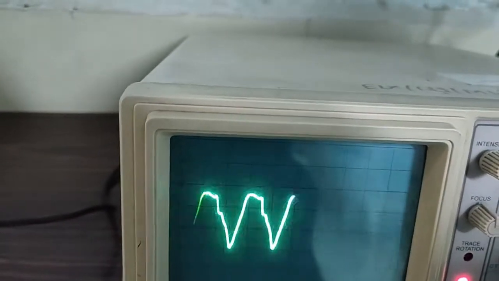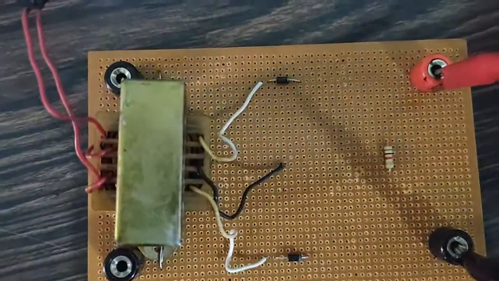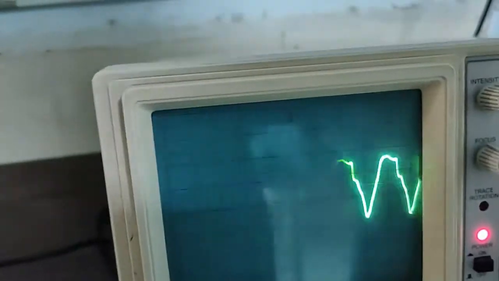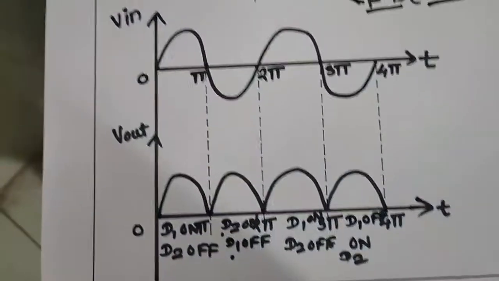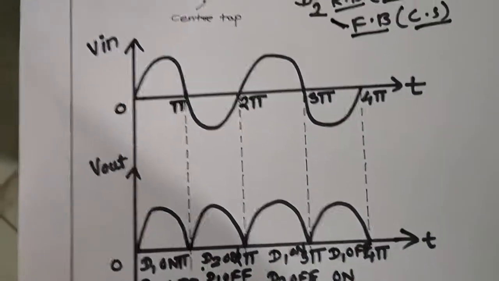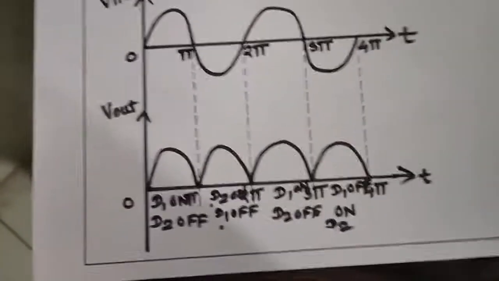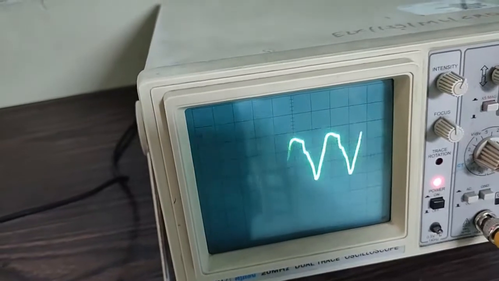Now this is how to get the result of your full wave rectifier with center tap type of transformer by using two diodes, diode D1 and diode D2, and one center tap type of transformer. Now if you observe the output, this is the output from your experiment and this is our theoretical output of the full wave rectifier with center tap type of transformer. If you observe the output waveform and this waveform, these are identical. Thank you.